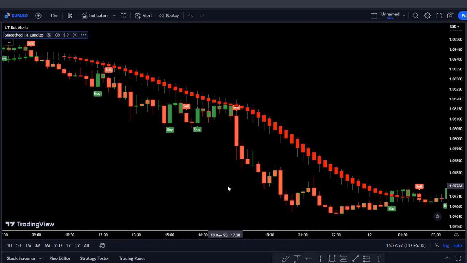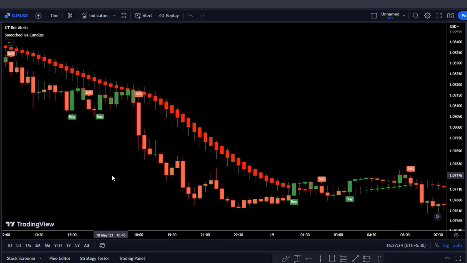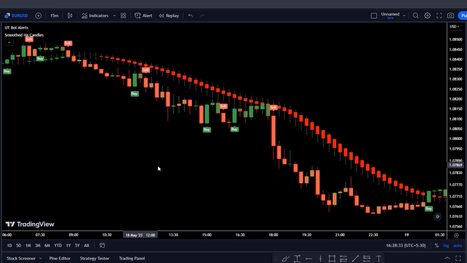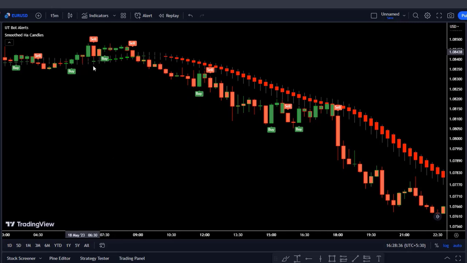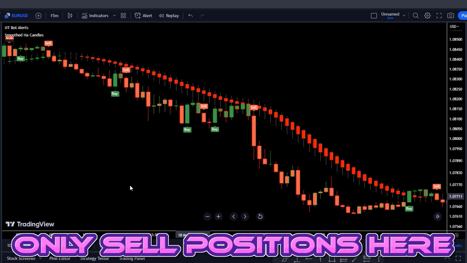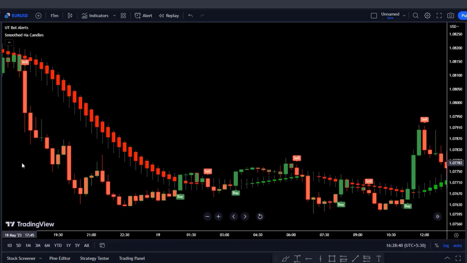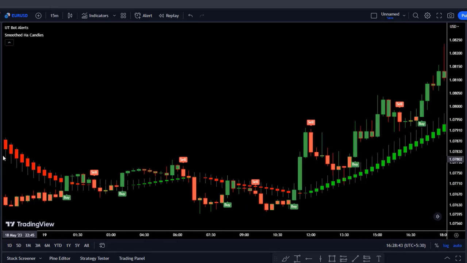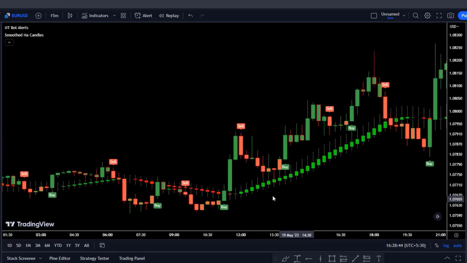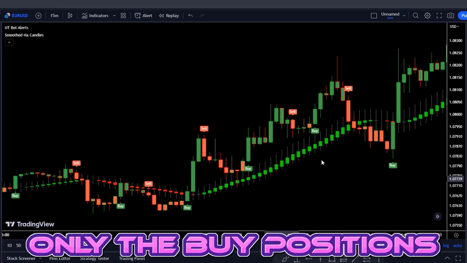As you can see here, we have these Heikin-Ashi candles which are green and red. Every time we are in a downtrend, the Heikin-Ashi candles are red, and so we are taking only sell positions here. We are ignoring the false buy signals, as you can see. The other way, if they are green, we are taking only the buy positions.